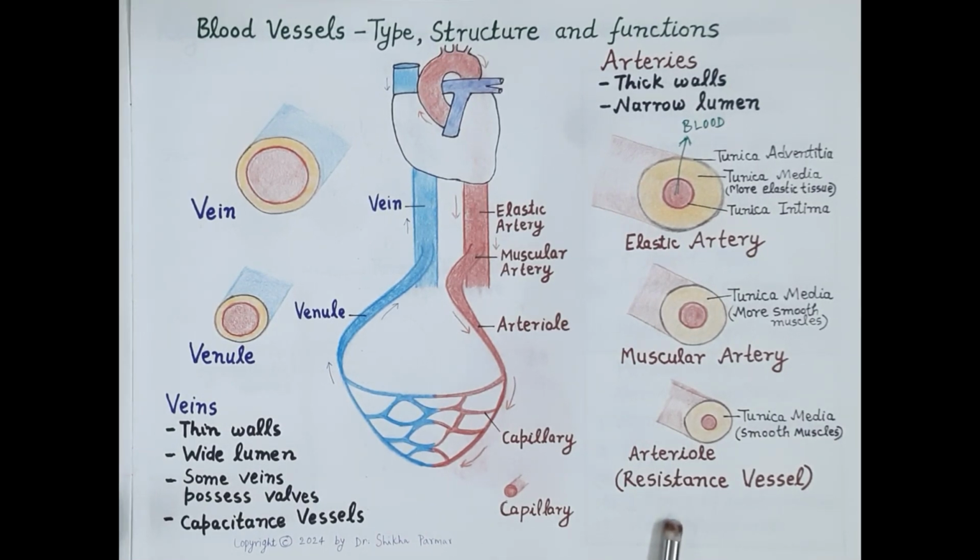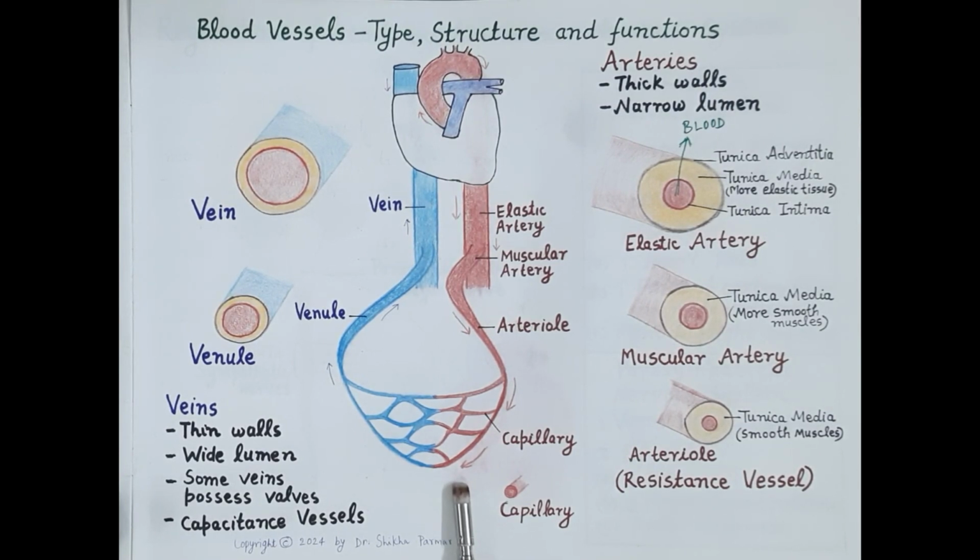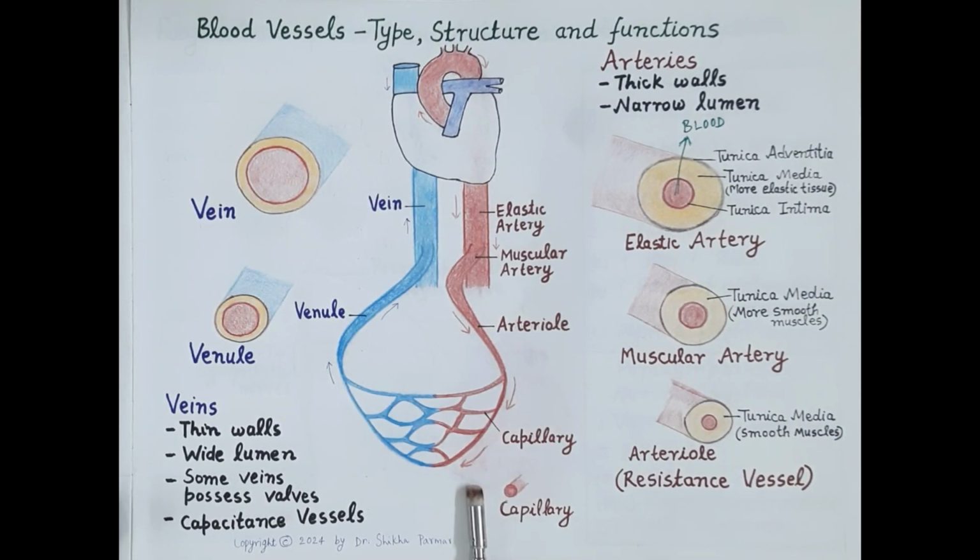Now, these arterioles, they branch into smaller blood vessels known as capillaries. As we have already discussed, capillaries are thin-walled blood vessels, and the wall is made up of single layer of endothelial cells. And the function of capillaries is the exchange of gases and materials between the blood and the body tissues. Now, after exchange, this blood, it flows into the venules.